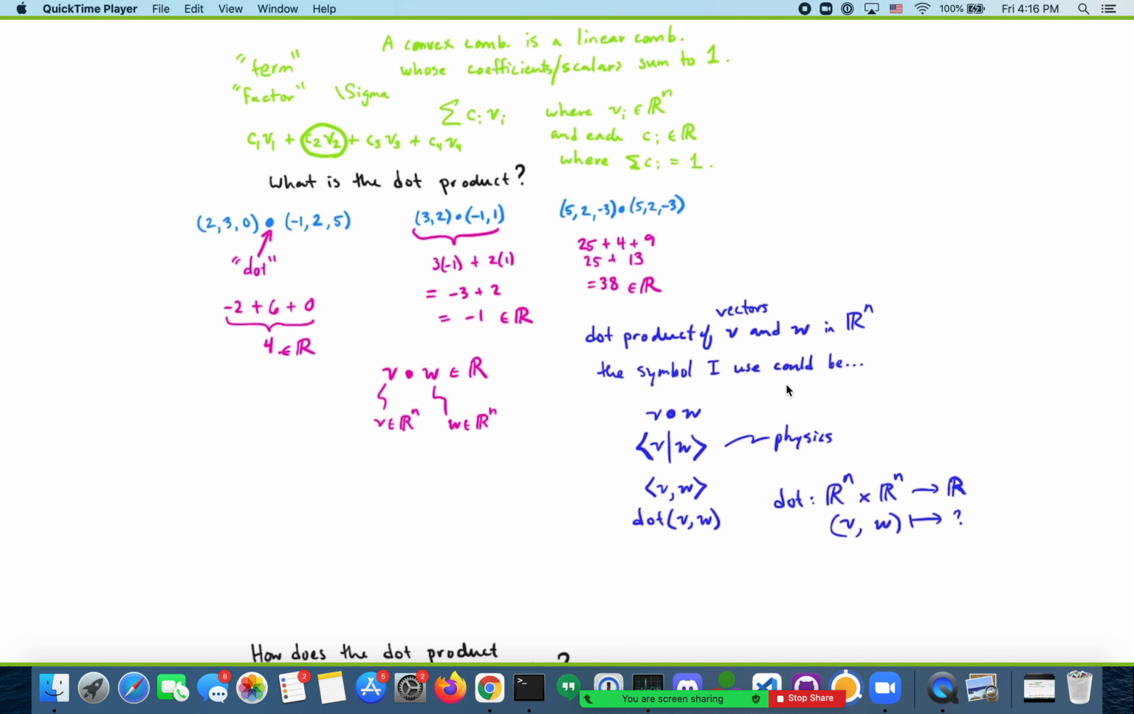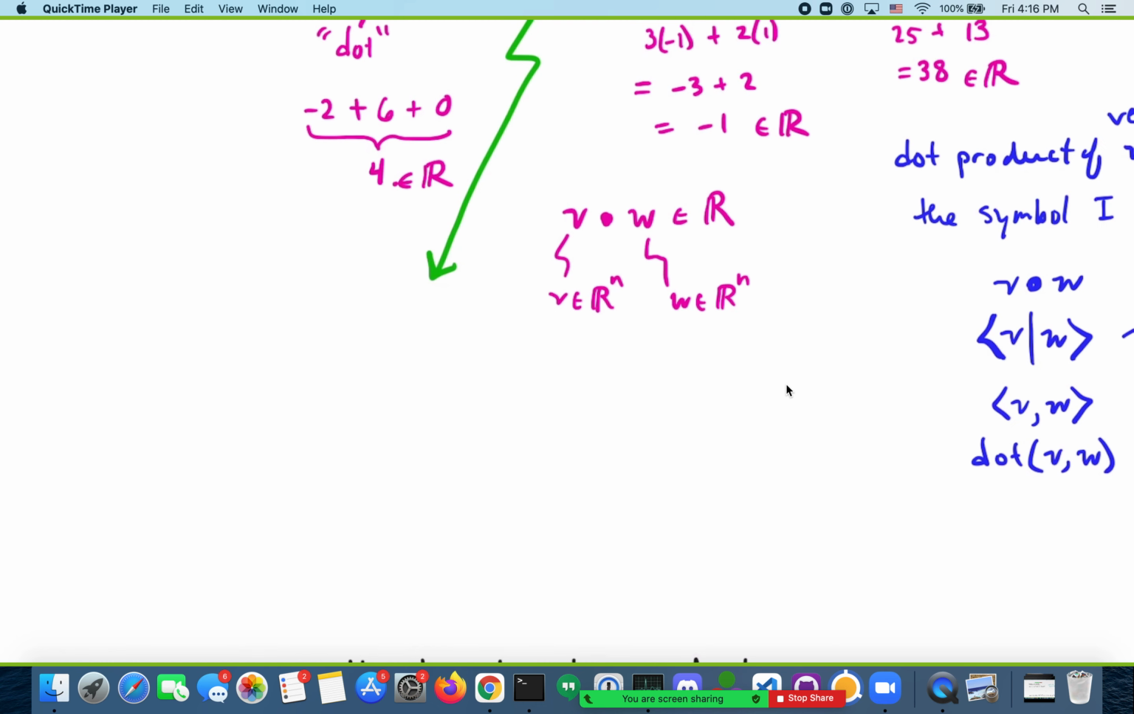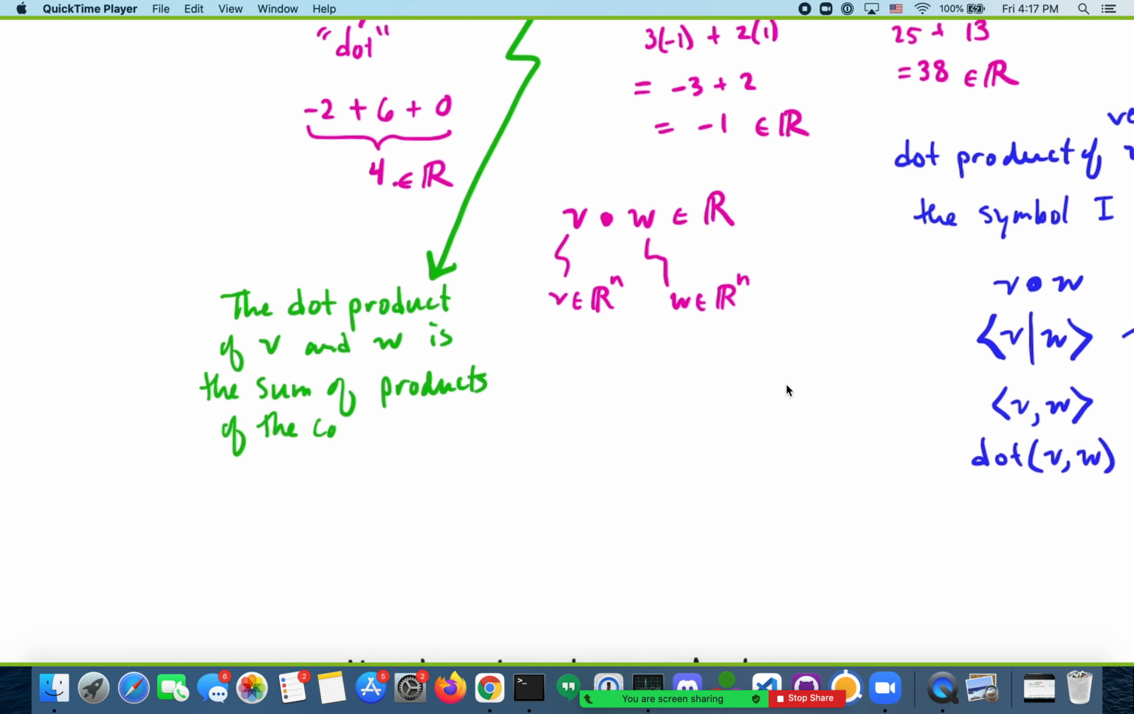Okay, so now I've shown examples of the dot product. I've shown you symbols for the dot product, but what is the dot product? So finally, what is the dot product? Here's my answer. The dot product of v and w is the sum of products of their corresponding components.